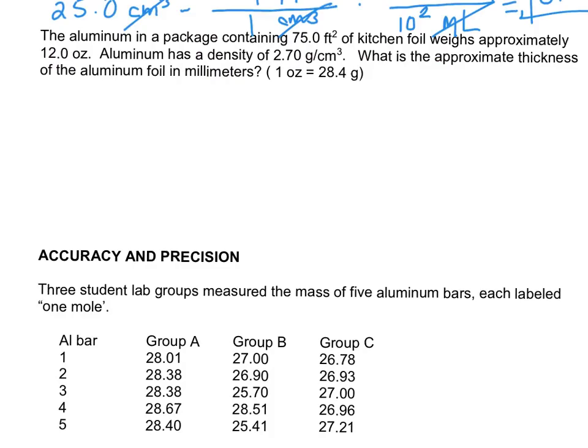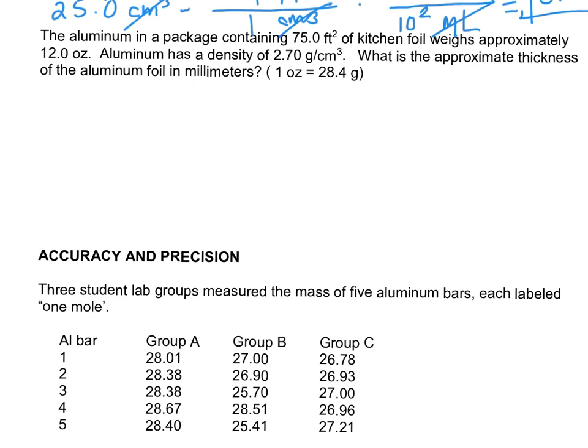Let's look at the next problem. It says the aluminum in a package containing 75.0 feet squared. What measurement is that? Feet squared. Well, that's a length squared, so that would be an area. So they give us the area of kitchen foil, which weighs approximately 12.0 ounces. They give us the weight or the mass. So they give us the area, they give us the mass, they tell us the density, it's 2.70 grams per centimeter cubed. They want the approximate thickness of the aluminum foil in millimeters.